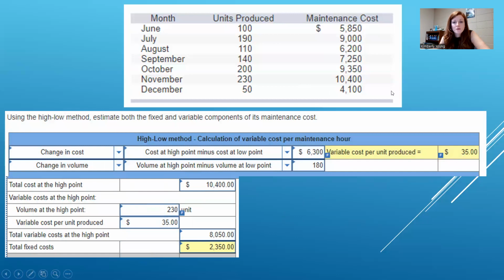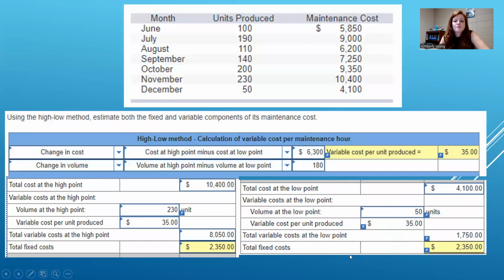Total cost at the high point was 10,400. We produced 230 units at $35 each for variable cost. When you multiply those, you get $8,050. The difference between the total cost minus the total variable tells us the fixed cost. Same thing for the low method. It cost us $4,100 to make 50 units. That was $35 in variable cost each, which totaled $1,750. The difference between that variable cost we just calculated from the total cost is, again, $2,350, which is our fixed cost for every single month.